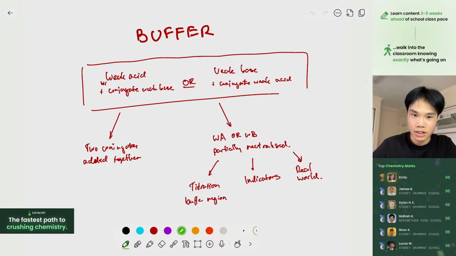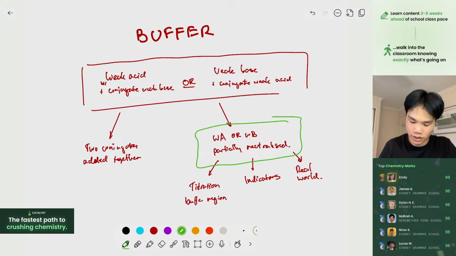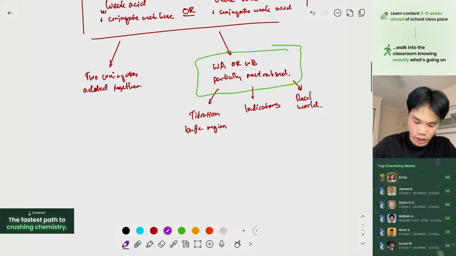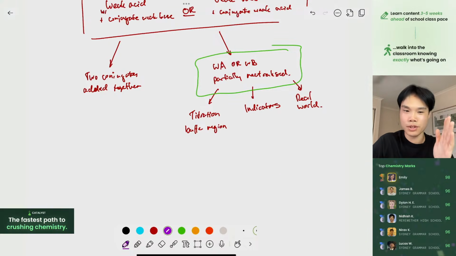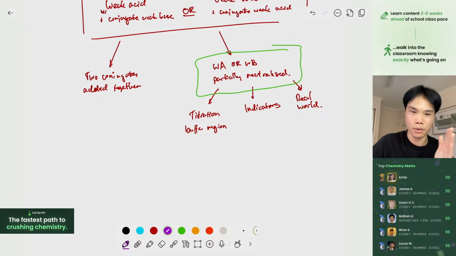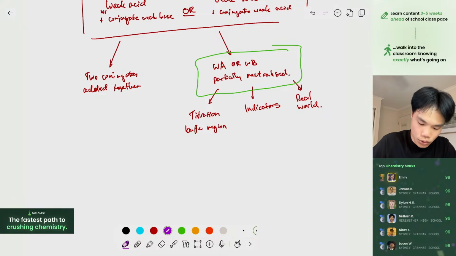The other case that's a bit more disguised and is more common in application is when you have a weak acid or weak base that gets partially neutralized. So in your titrations, where you have a weak acid or weak base being titrated, for simplicity I'm just going to say weak acid for now, and most times I mean both. Let's say you have a titration where you're neutralizing a weak acid, acetic acid.